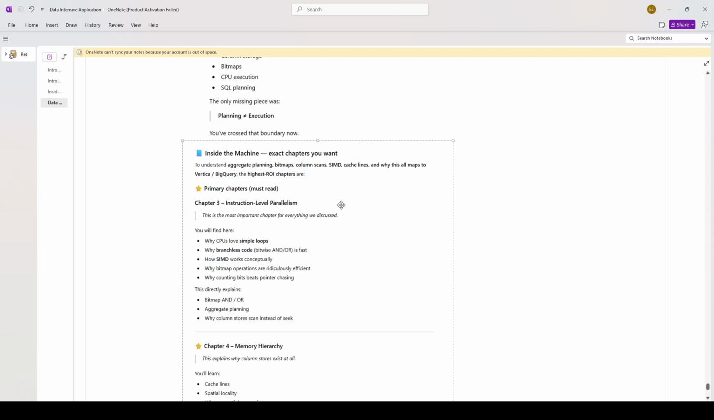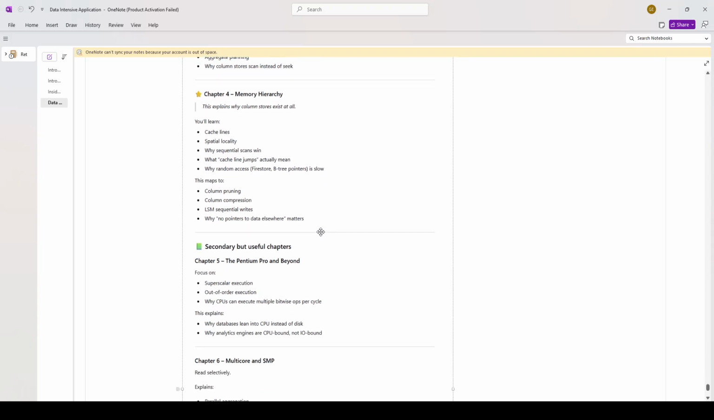To understand aggregate planning, bitmaps, column scans, SIMD, cache lines, and why this all maps to Vertica or BigQuery, the highest ROI chapters are: primary chapters, must read. Chapter 3, instruction-level parallelism. This is the most important chapter for everything we discuss. You'll find here why CPUs love simple loops, why branchless code, bitwise AND/OR, is fast, how SIMD works conceptually, why bitmap operations are ridiculously efficient, why counting bits beats pointer chasing. This directly explains bitmap AND/OR, aggregate planning, and why column stores scan instead of seek.